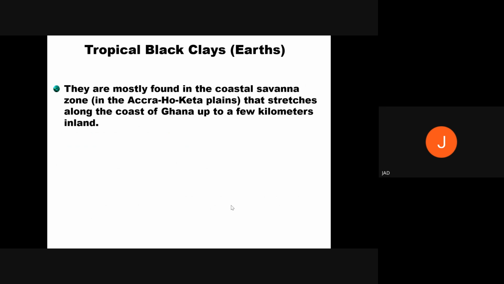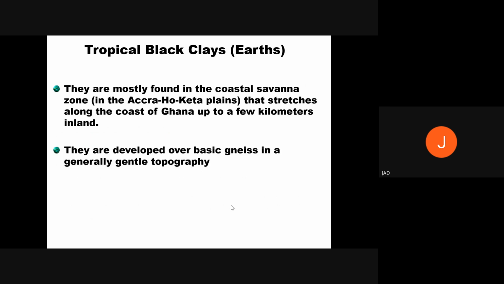So then we also have this type of soil we call tropical black clays. They are mostly found in the coastal savanna zone in the Accra-Ho-Keta plains. Normally, the Accra-Ho-Keta plains start from Winneba up to Aflao. That stretches along the coast of Ghana up to a few kilometers inland. They are developed over basic gneiss in a general gentle topography.